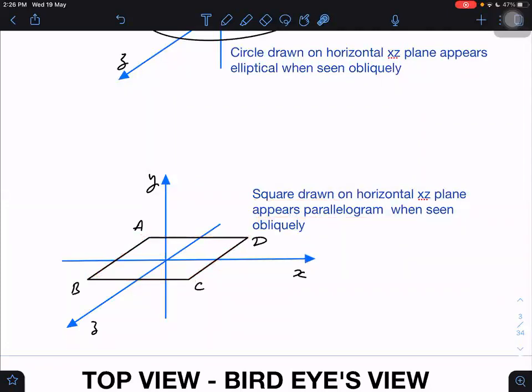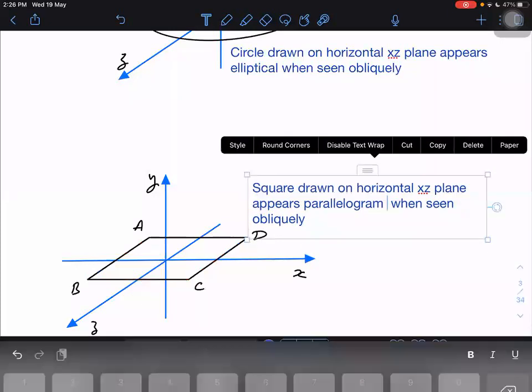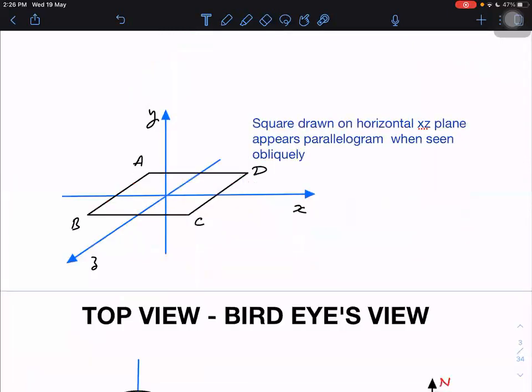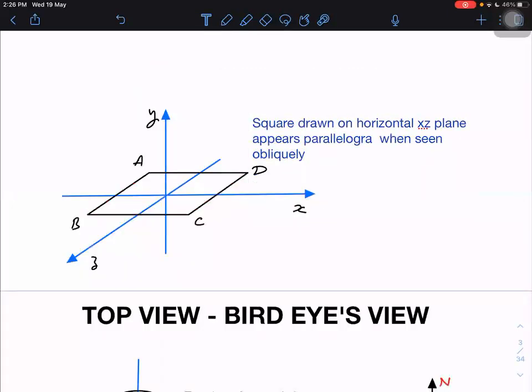Fine. But my main motive is to tell you this. If you want, I can correct it also, although here the main motive was to visualize. If you are able to visualize, that is fine. Just, okay, let me make it a rhombus.